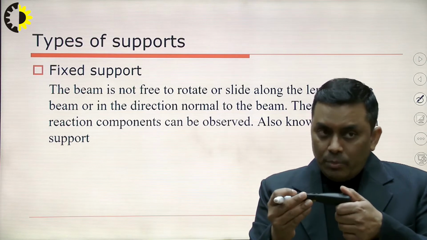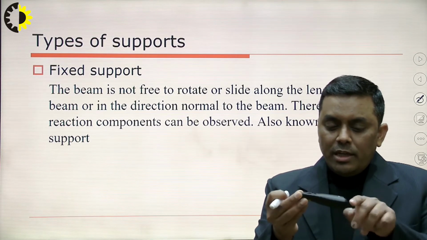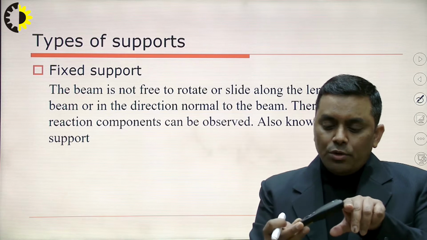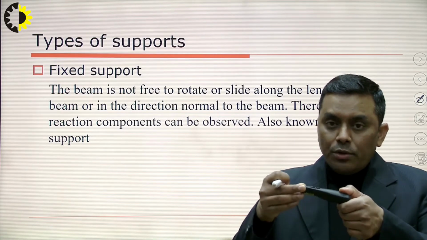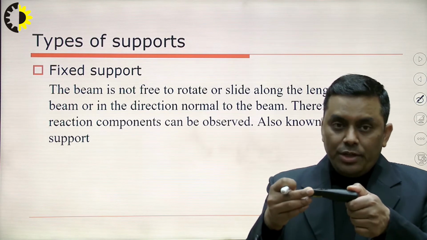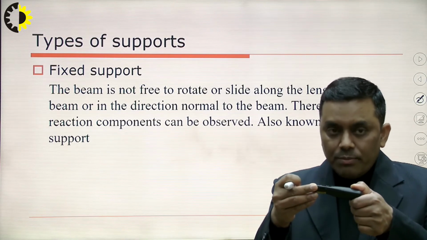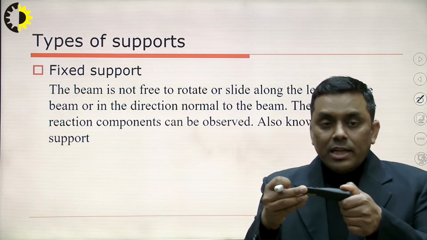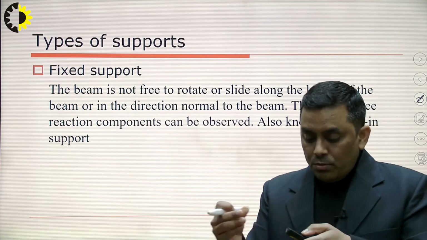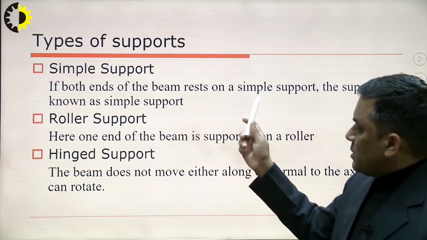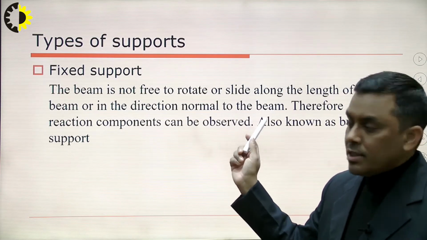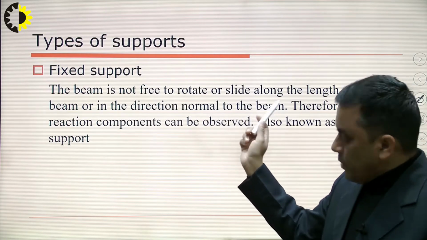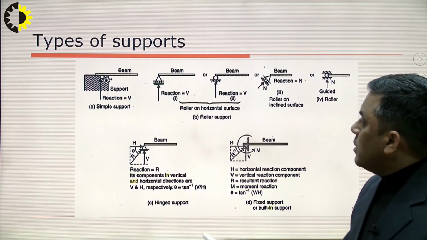These types of supports are known as fixed support. What is the difference between fixed and hinge? In a hinge, rotation is permitted, but in a fixed support, rotation is restricted. So we have discussed simple support, roller support, hinge support and fixed supports, which are the generally used supports when we are dealing with beams.